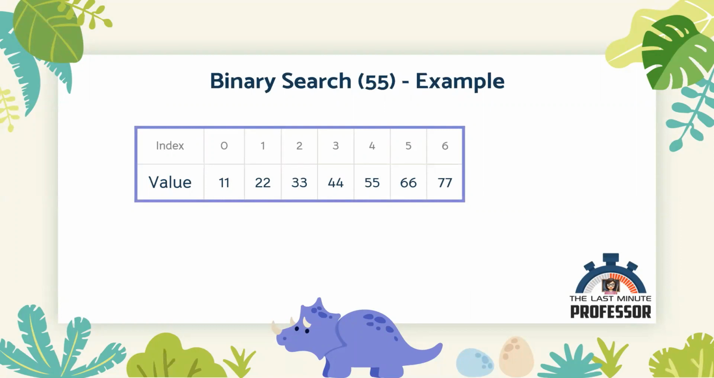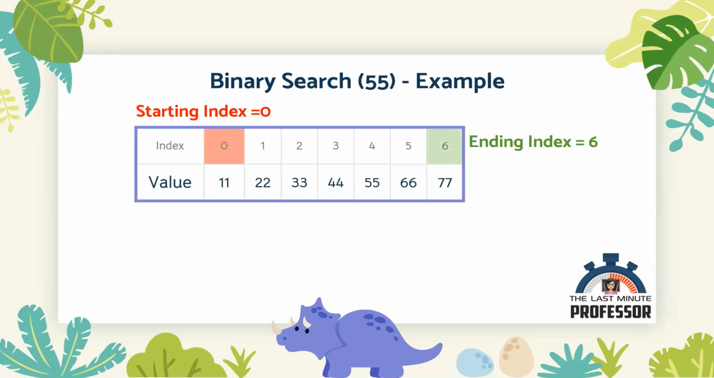Assume that our search element is 55. Look at the entire list of values. The index begins at 0 and ends at total number of elements minus 1. So here, in the example considered, we have 7 elements and the last index is 7 minus 1, that is 6. That is, starting index is 0 and ending index is 6.